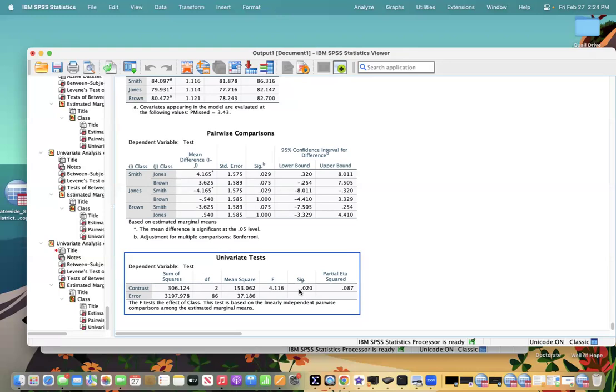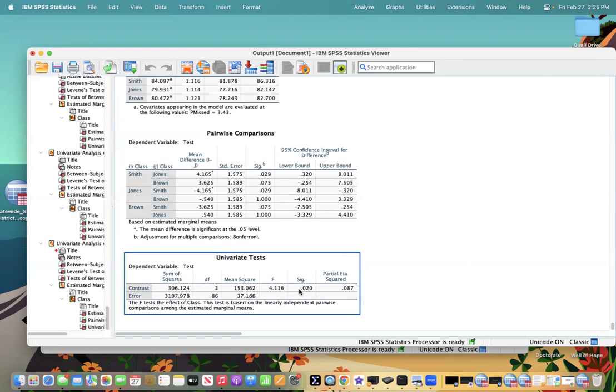Preliminary checks were conducted to ensure that there was no violation of the assumptions of normality, linearity, homogeneity of regression slopes, and reliable measurement of the covariate. After adjusting for the pre-intervention scores, there was a significant difference between teachers. F(2,86) = 4.116, or 4.12, p = 0.020, partial eta squared = 0.087.